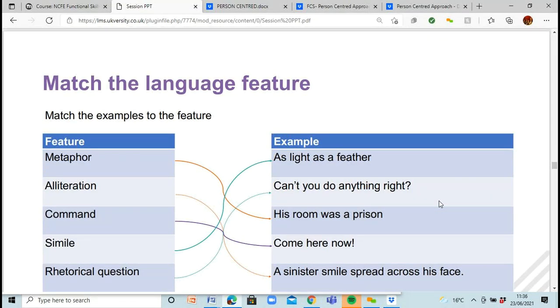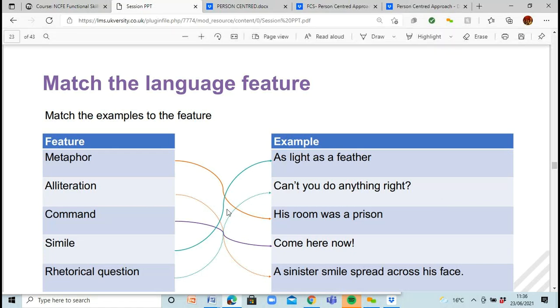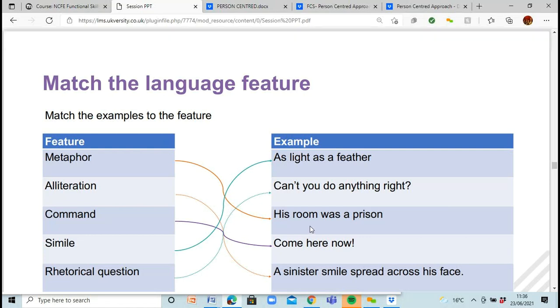So we're going to do match the language feature, and as you can see, the answers are already there. So we'll just go through them. So we've got metaphors. So a metaphor is, this sentence would be, his room was a prison, because they're comparing his room and a prison with each other. So they've got that and that being compared. Then you've got an alliteration. So a sinister smile spread across his face. So you got that at the beginning. So these three words had the same sound.